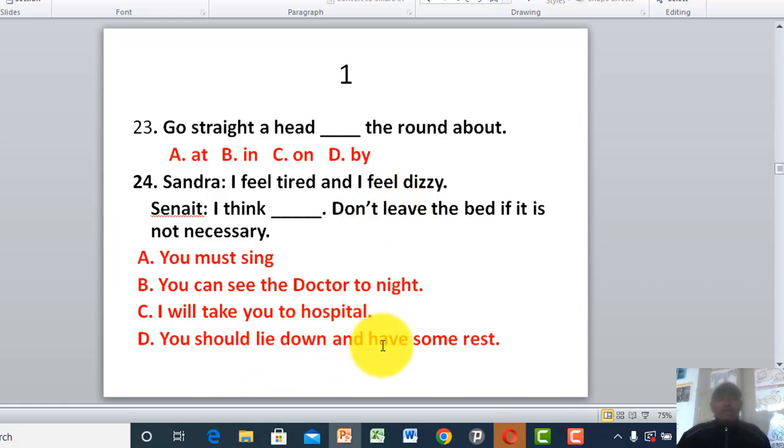You should lie down and have some rest. Nothing else should have to surgery. Don't leave the bed if it is not necessary.